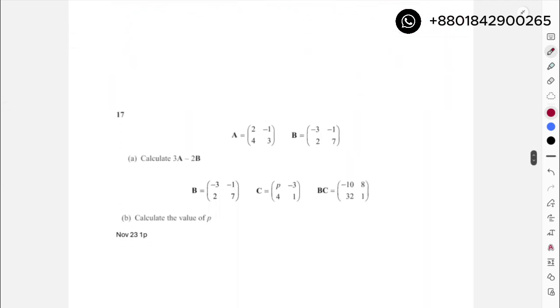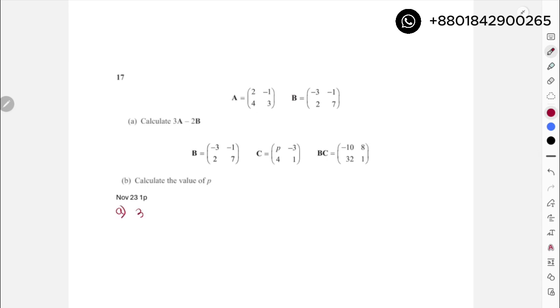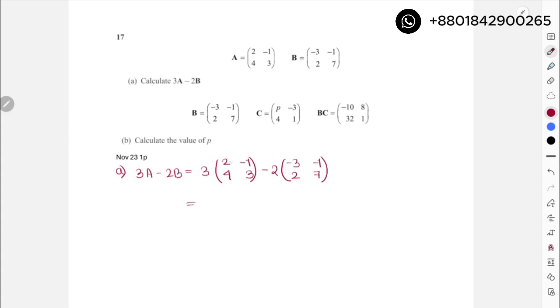Then if you move on to the next question. In the next question, this is again a similar process, right? You just have to multiply 3 with A and 2 with B and then find out the differences. So for the first part, 3A minus 2B, this is going to be what? 3 multiplied with A is 6, minus 3, 12, 9, and then you have 2 times B, which is minus 6, 4, minus 2, 14.